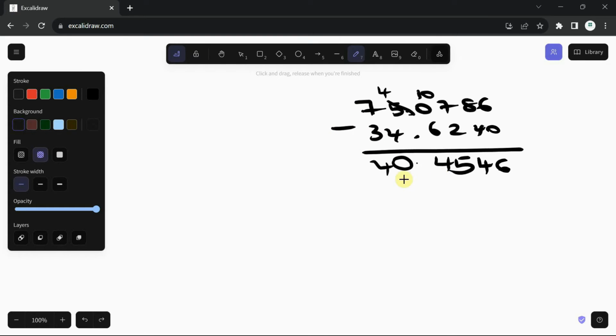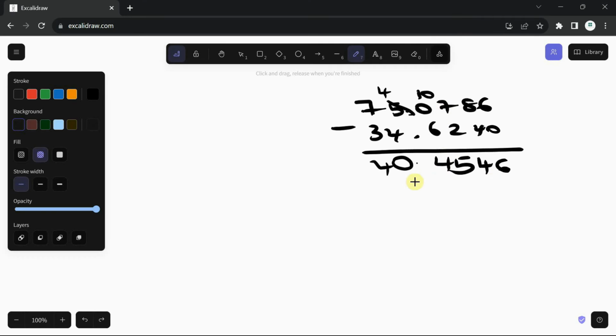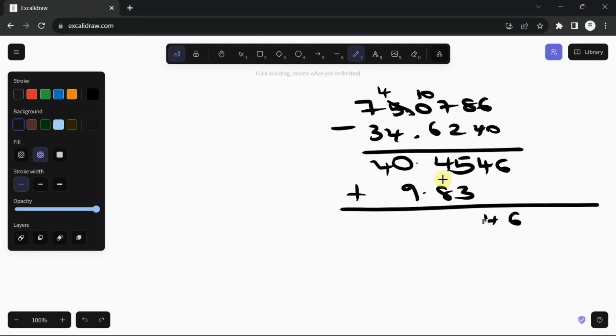So this is what we have from the subtraction, right? And then I said add what? 9.83. So this would be 9.83. So if I add this, this would be 6, this would be 4. 5 plus 3 is 8. 4 plus 8 is 12. So I'll put down 2 and I'll carry over 1. Right? 1 plus 0 plus 9 is 10. So I'll drop down 0, carry over 1. 1 plus 4 is 5.